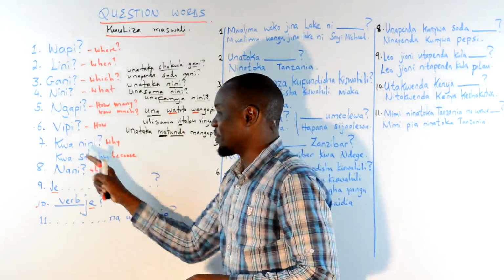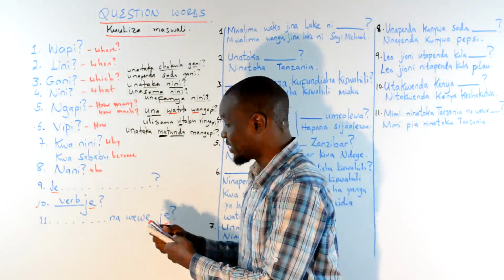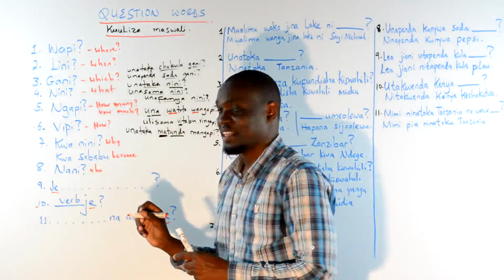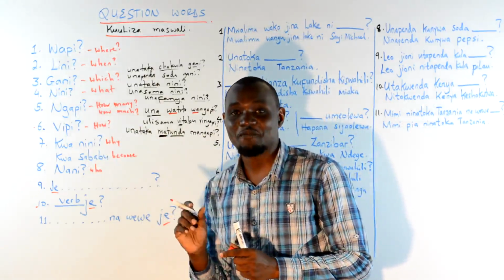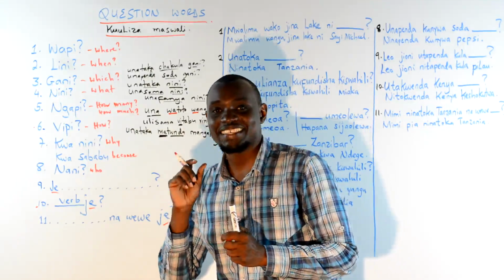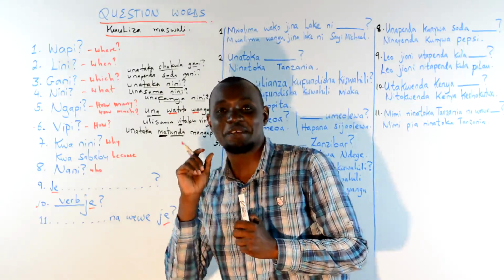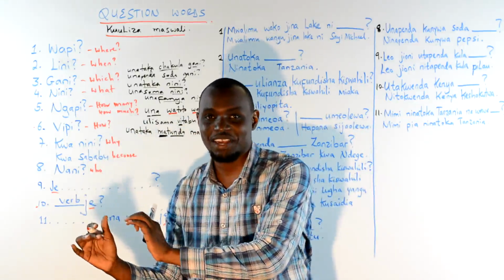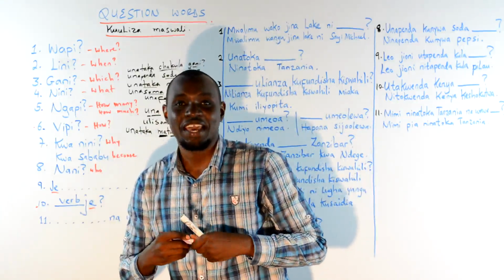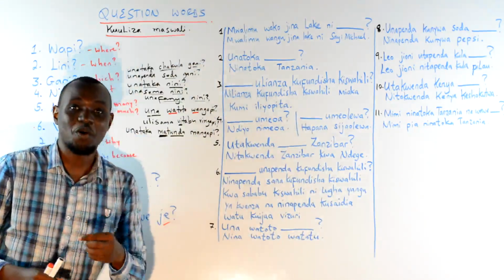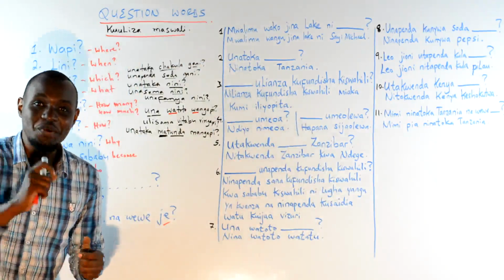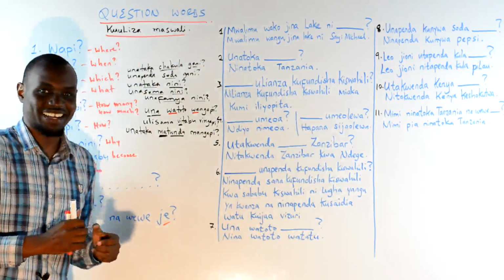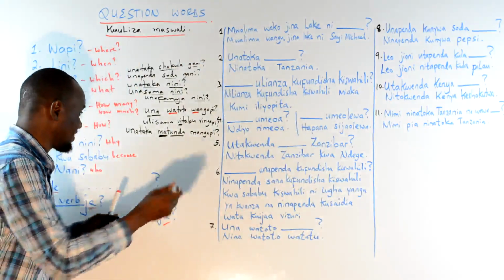Okay. VP. VP is how. We know VP is how. So VP, we will always put after the verb. You say the verb first and then you say how. VP. Right? Like when you want to say how will you go to Serengeti National Park?